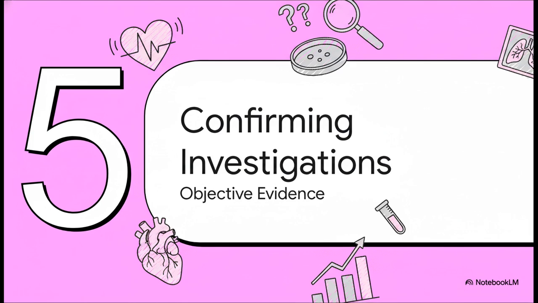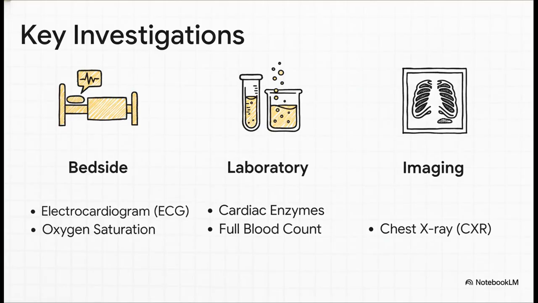So, you've taken the history, you've done the exam, now you need the hard data to confirm your suspicions. This is the investigation phase. This is where you get the objective evidence to finalize your diagnosis. Your choice of investigations has to be logical, right? At the bedside, an ECG is absolutely essential for looking for ischemic changes. In the lab, cardiac enzymes like troponin are the definitive test for myocardial damage, and a chest X-ray helps you evaluate for any major pulmonary causes. Each test is there to answer a very specific clinical question.